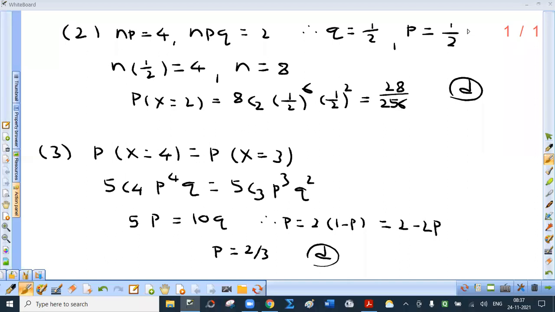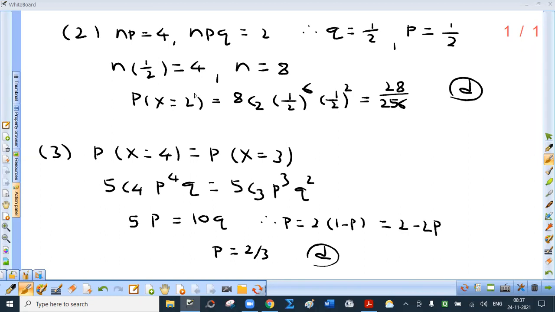Second, the mean and the variance of a binomial distribution are 4 and 2 respectively. Then the probability of 2 successes is. Now, mean is NP, 4, variance is NPQ, 2. So NPQ upon NP is 2 by 4. That is, Q is half. So P is half. Now put P equal to half in NP equal to 4. So N equal to 8.